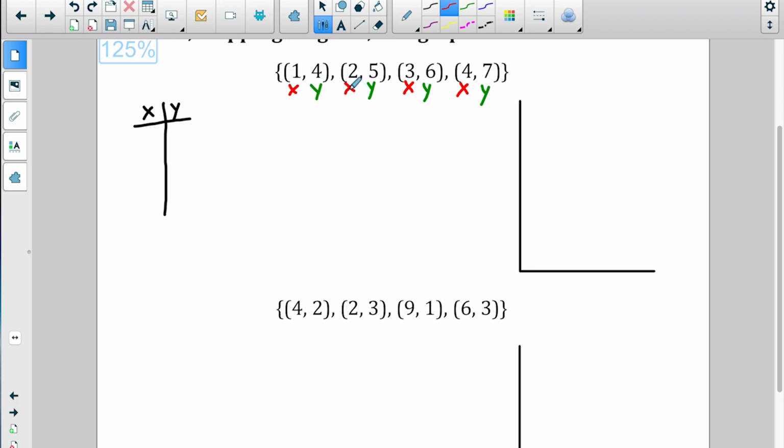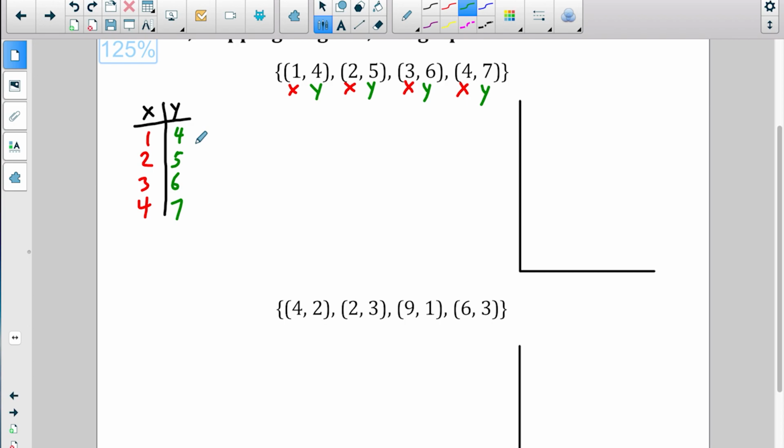So we can take all of our x values and plop them into our table here. So 1, 2, 3, and 4, followed along by their related y value. So the 1 is related to the 4, the 2 is related to the 5, the 3 to the 6, and the 4 to the 7.